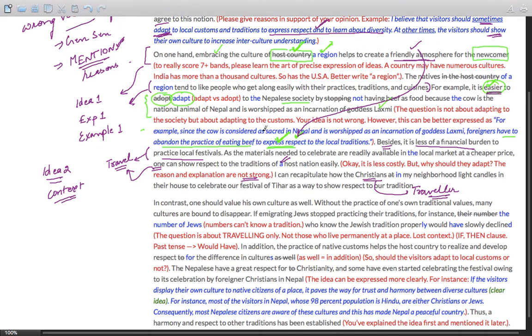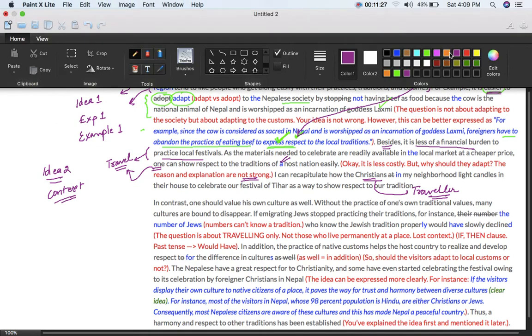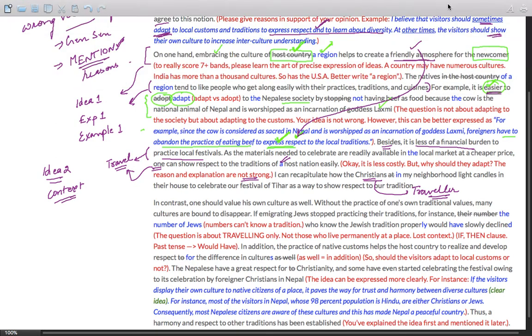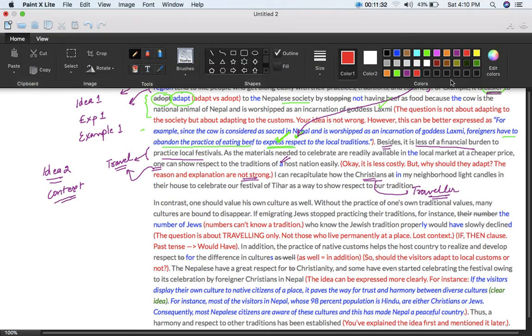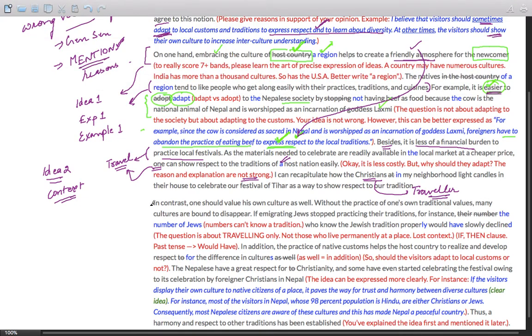And then the student moves to the opposite dimension, the other side of this story. And this is not fine. There is a bit of a problem here. The connection is fine, the connecting sentence is fine. However, there are some serious issues after that. The student talks about Jews over here, and that they had stopped practicing their traditions. For instance, the number of Jews who knew the Jewish tradition properly would have slowly declined.